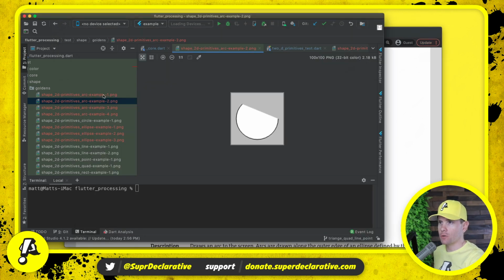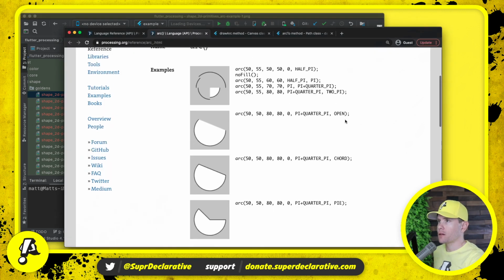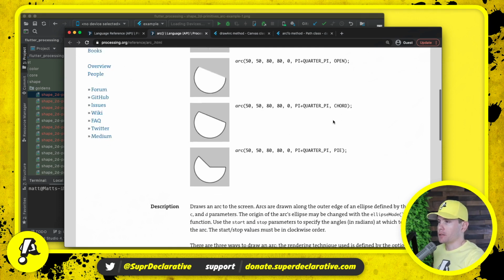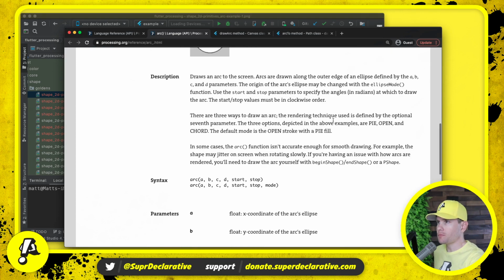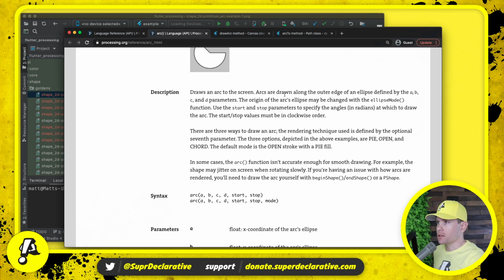Now let's see what this first one looks like. Okay, so the first one, interesting. And actually, at the moment, I'm not sure why open looks this way. Let's go read what it says about open. It draws an arc to the screen. Arcs are drawn along the outer edge of an ellipse. The origin of the arc's ellipse may be changed with the ellipse mode. Start and stop. Yeah. The rendering technique.